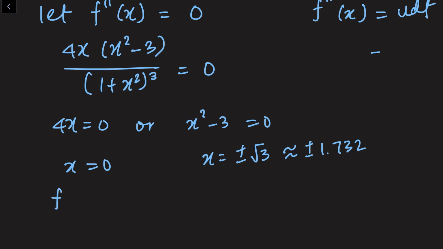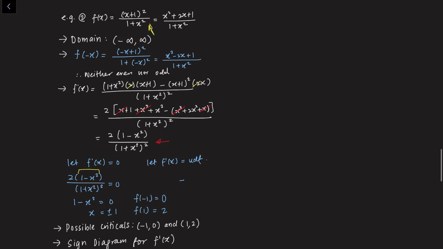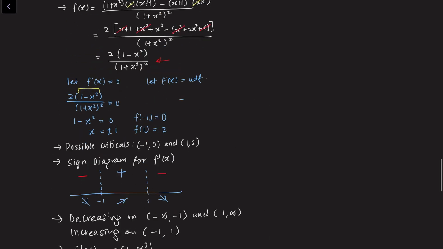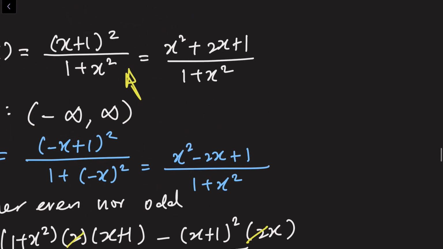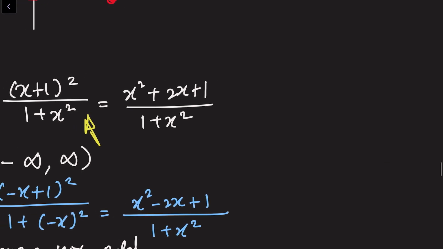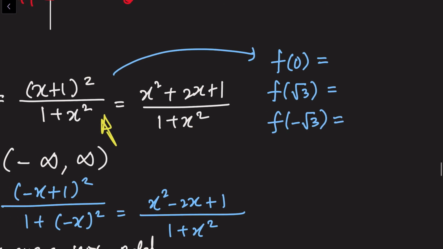Then yeah, the next step is f of 0. Do we have that? No, we don't have it. So we need to substitute back into the original function. I'll just do it here because I don't remember the function. So we need f of 0, f of square root of 3, and f of negative square root of 3. Right? We need these three values.